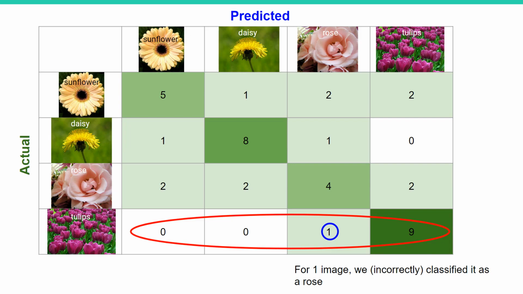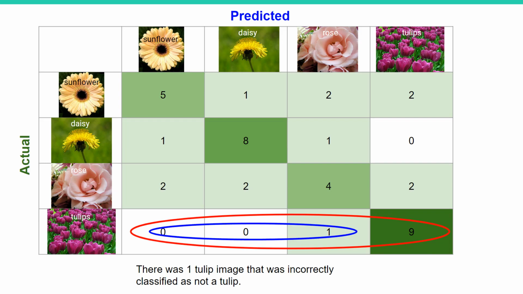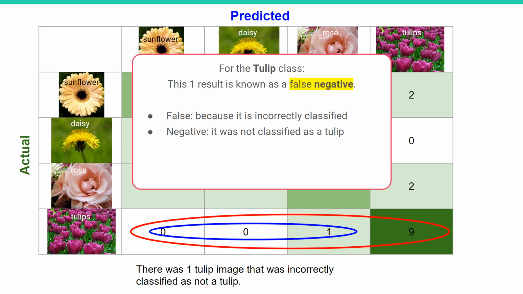Let's look at the other number in the row here, which is the 1. And here we see that there was 1 image of tulips that was incorrectly classified as a rose, and we did not incorrectly classify any other images of tulips as sunflowers or daisies. So that means we had 1 incorrectly classified image of a tulip, and this is known as a false negative. It's false because it was incorrectly classified, and it's negative because it was not classified as a tulip, which is the class we are looking at.